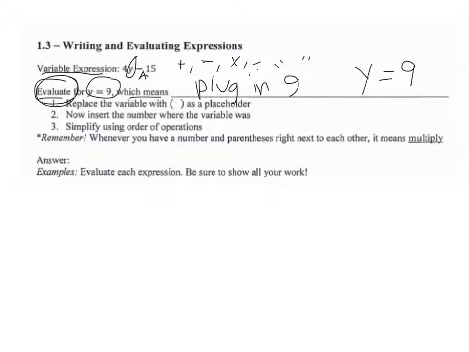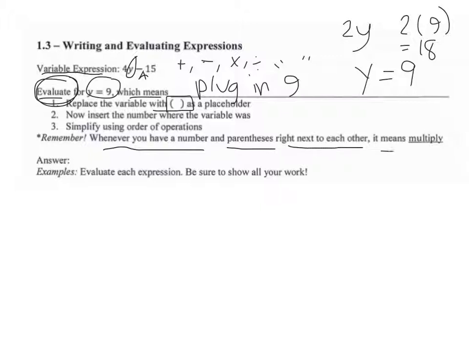So if you had 2y, it means 2 times 9. We're going to use parentheses whenever we plug in a number. So it's 2 times 9, and 2 times 9 is 18. That's called evaluating. Remember, whenever you have a number and parentheses right next to each other, it means multiply, just like I did up here. So let's do some examples.